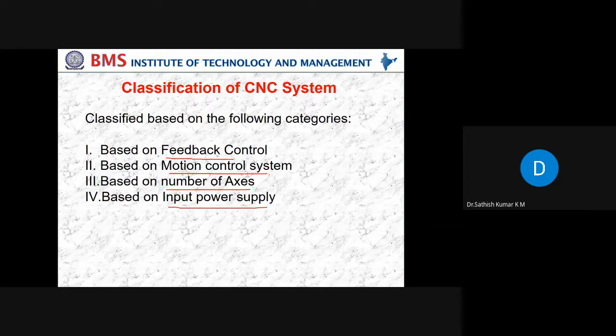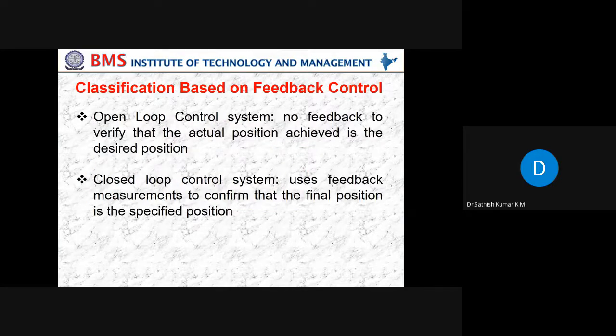Once the classification is asked, you have to write all these classifications. They may ask individually, or they may simply ask for the classification of CNC systems. If they simply ask, then we have to write all these four classifications. Now we'll go one by one, starting with classification based on feedback control.